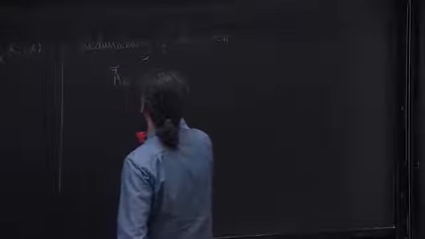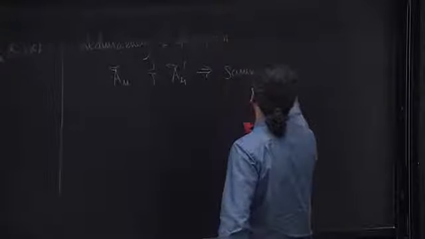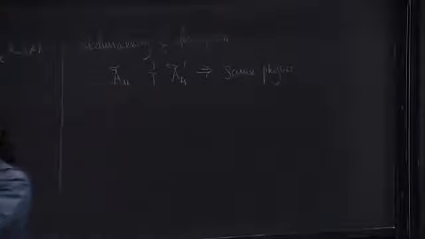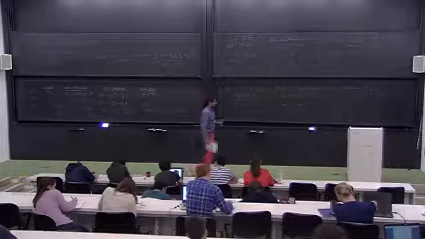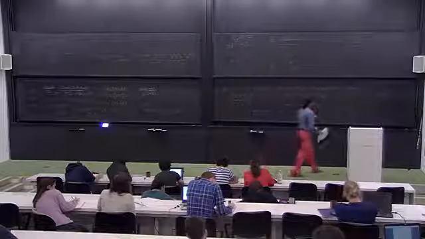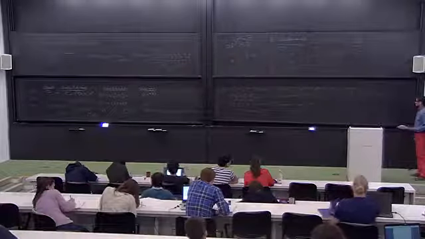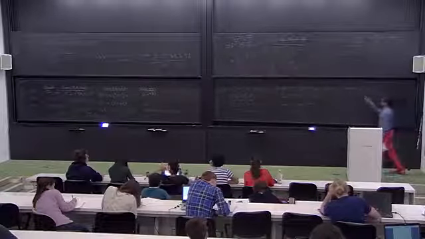A mu and A mu prime describe the same physics. And in some cases, such as Dirac's treatment of the magnetic monopole, you actually need two different A mu's to describe a physical system. But let's not go there. What do I mean by redundancy of description?